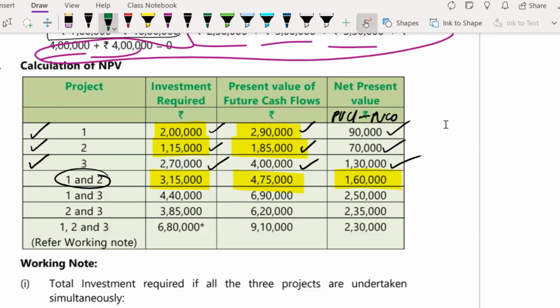Okay. Next, we are going to see if you take project 1 and 3 together. There you told that your investment required will only be 4,40,000. So that will be your cash outflow. Okay. In case of cash inflow, will there be any benefit if you take project 1 and 3? The answer is no. Only outflow benefit was there. There is no inflow benefit. So inflow will be 2,90,000 plus 4 lakh, which is 6,90,000.